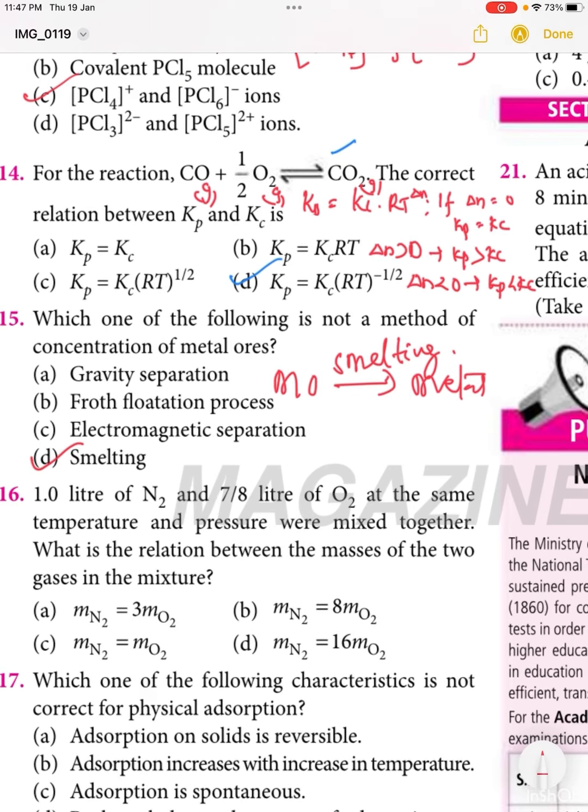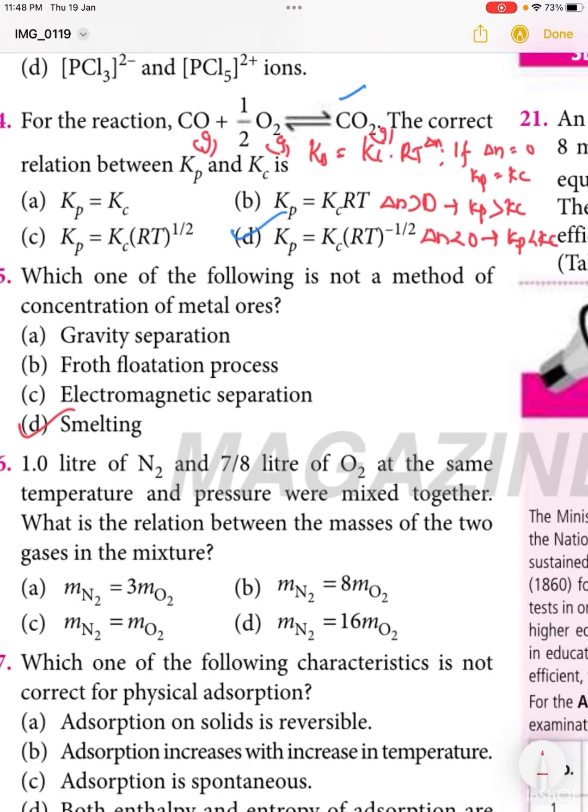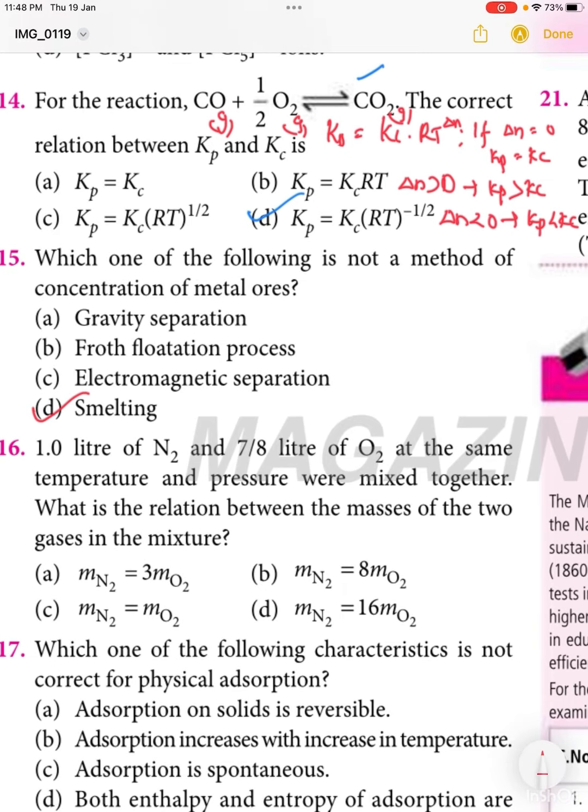Next, coming to question number 16. I need a place, that is the reason I erased that. Let us see the 16th one. How to solve it? It is a simple problem. What is it asking? 1 liter of nitrogen and 7 by 8 liters of oxygen at the same temperature and pressure were mixed together. What is the relation between the masses of the two gases in the mixture?